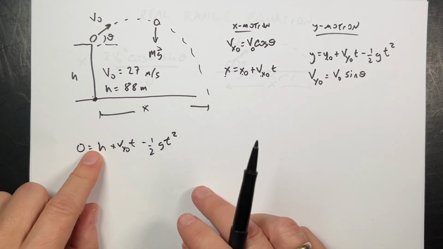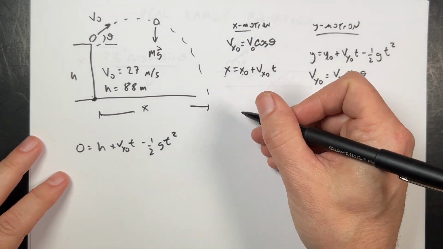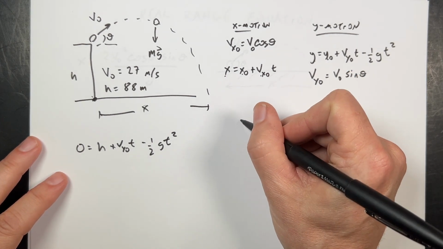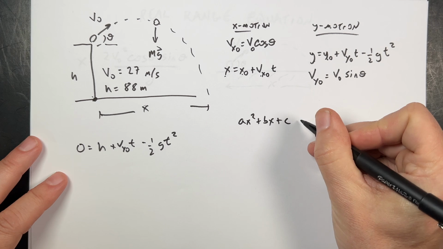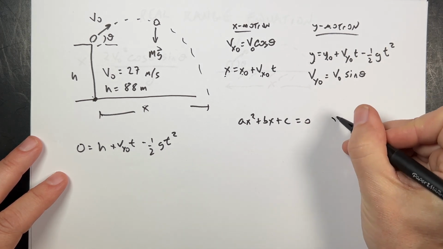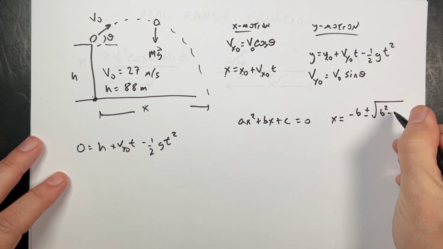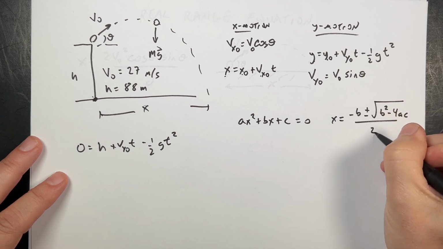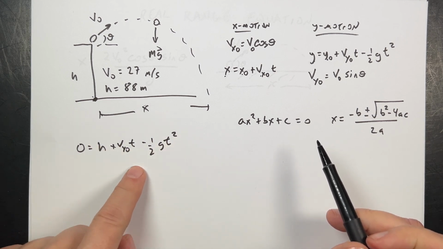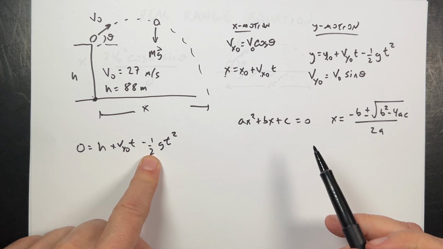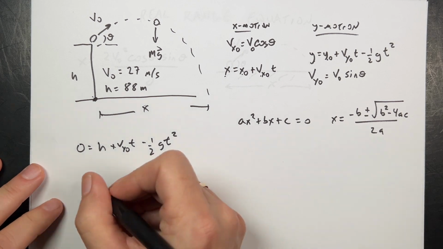But I can't solve this, right? Because I have a constant, I have a t term, and I have a t squared term. That says I have to use the quadratic equation. So in general, you see it looks like this: ax squared plus bx plus c equals 0, then x is going to be negative b plus or minus the square root of b squared minus 4ac over 2a. So in this case, we have t instead of x, and our a is going to be negative 1/2 g, b is vy0, and c is h. So let's just put that in.